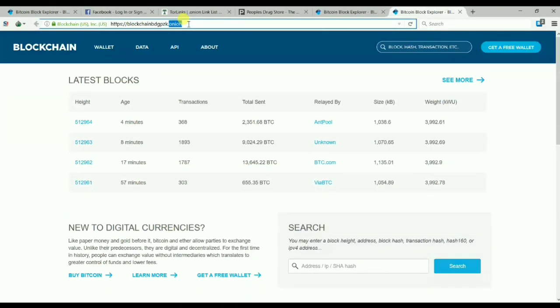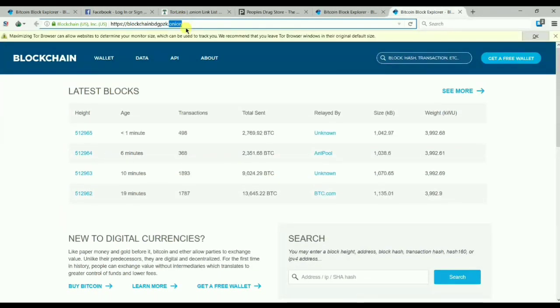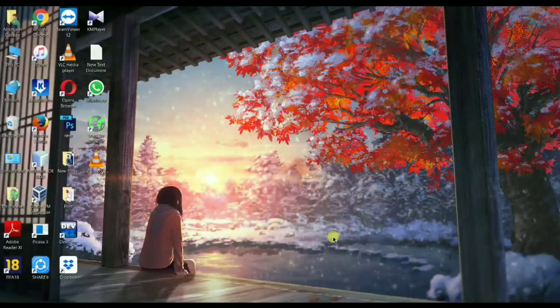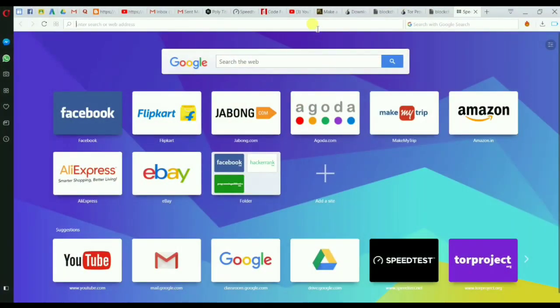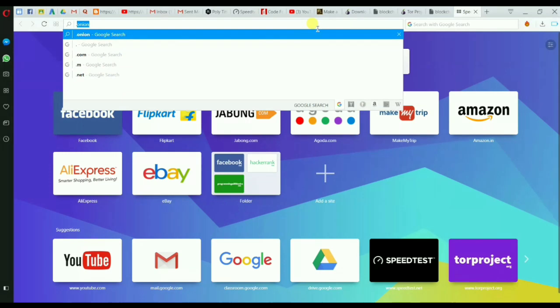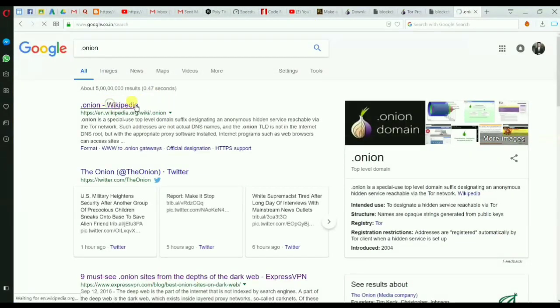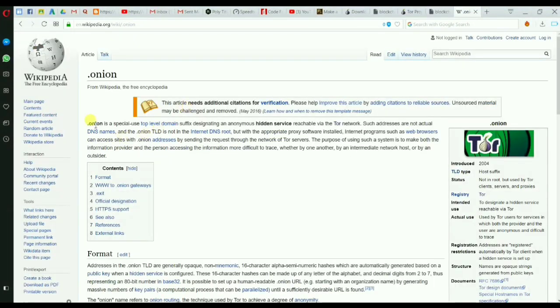So is it because of the .onion extension? Let's find out what it is. Okay, so Wikipedia shows us that it's a specially used top-level domain suffix designating an anonymous hidden service reachable via the Tor network.